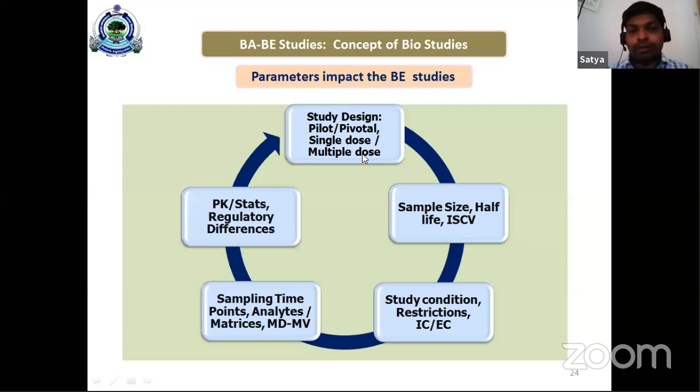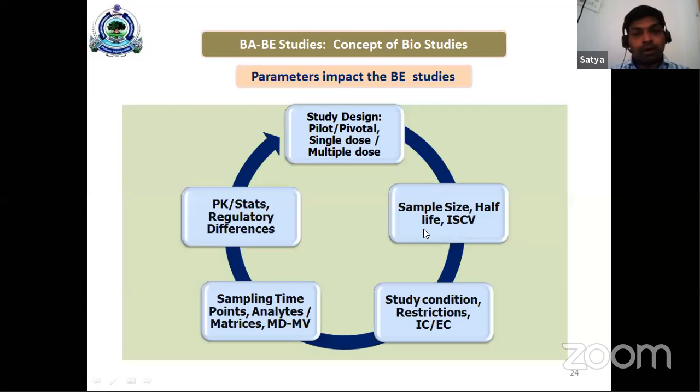Then sample size. It totally depends on the intra-subject variability. If it is less than 30% variability, then 40 to 50 subjects is enough. If the variability is greater than 30%, sometimes 100 to 120 subjects are required. To avoid that, you have to change your design to either replicate or full replicate. I will explain that in later slides.